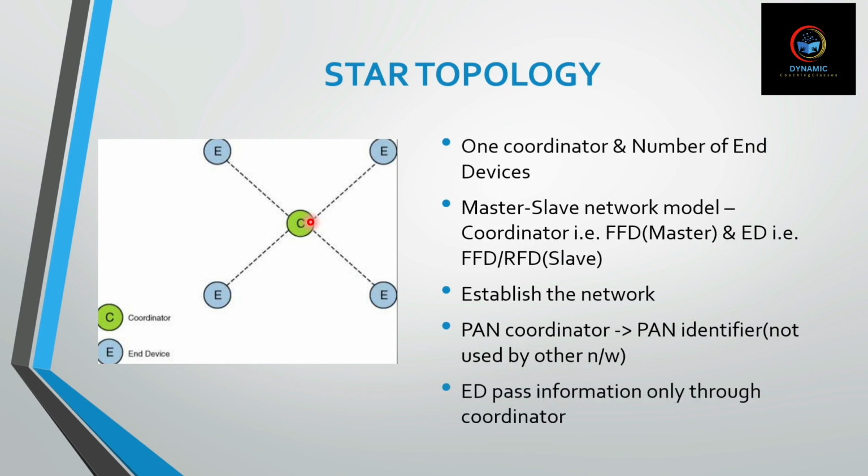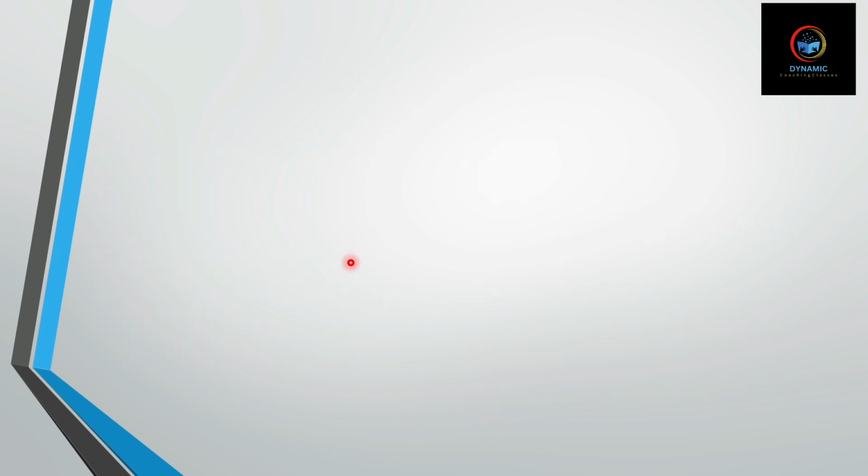These end devices generally pass the information only through the coordinator. You can see here every end device is connected to the coordinator. So if we want to communicate from one end device to another end device, the information has to go through this coordinator. So this is the star topology. In the next slide we are going to study the advantages.